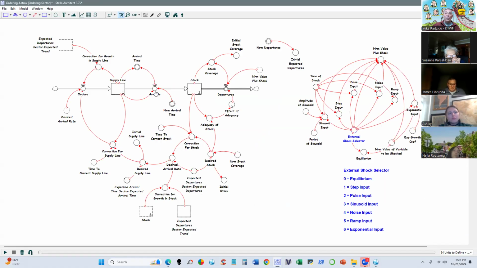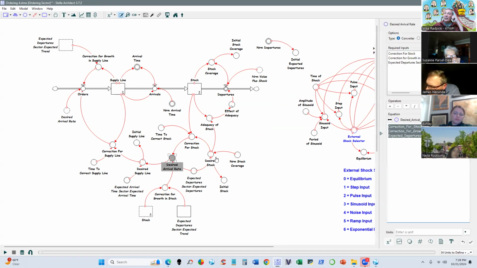So now we've got the arrival rate. Now we're going to compute the desired arrival rate. This is similar to when we ran everything in the simpler structure. Now we have the correction for the stock, the correction for the growth in the stock, and our expected departures. We want to replace what we expect we're losing, but now we're also correcting for any growth we expect in the stock. So we have that ramp.